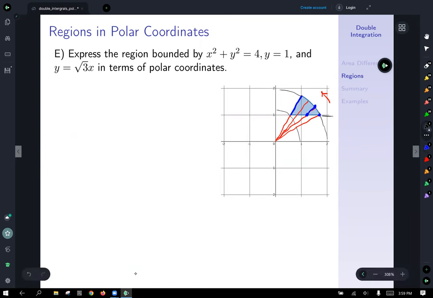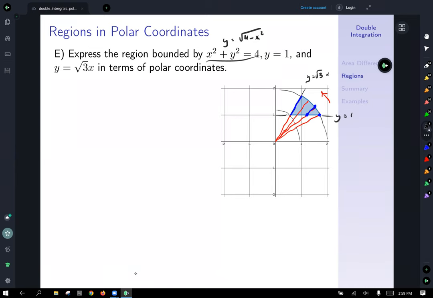This bottom line is y equals 1. And if we were to extend this out, we'd have y equals root 3 x. And then the top one, I'm not going to bother labeling. It'll come into play, but it'll be that. And if we were to solve that for y, that'd be y equals the positive square root of 4 minus x squared. Technically, it would be plus or minus, but we know that that's the upper half of the circle, so it would be the positive square root.